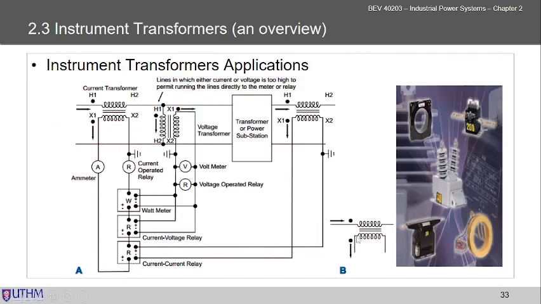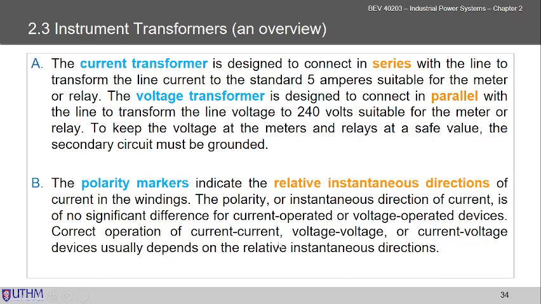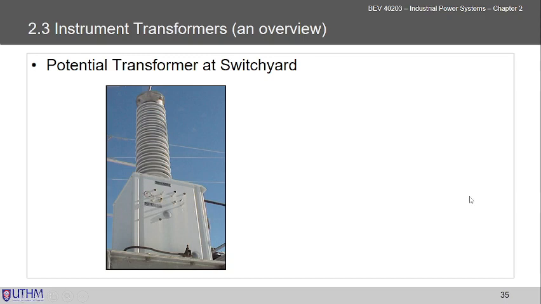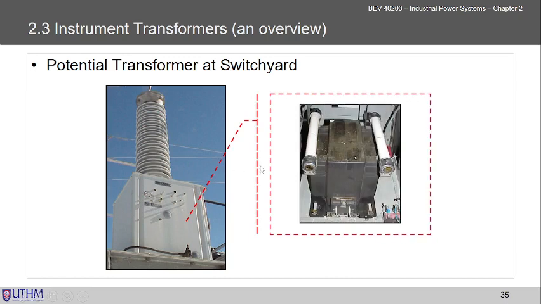That means the dot here, and the dot here, means the current is entering through this side, not that side. And then it's going out through another dot, the marker. So that is the meaning. We call it an instantaneous direction of the current. So the potential transformer at the switchyard, this is the illustration.